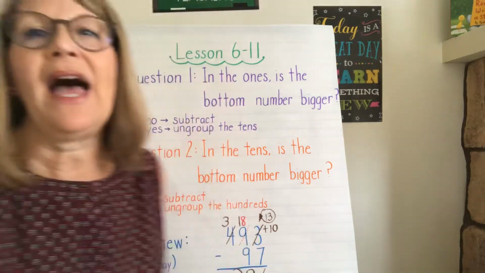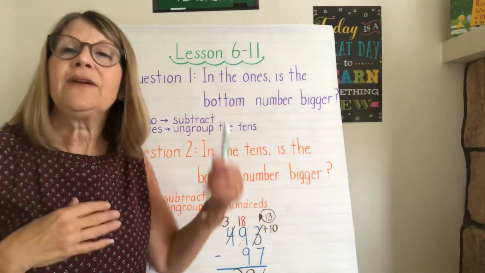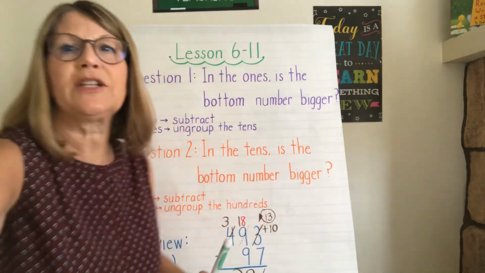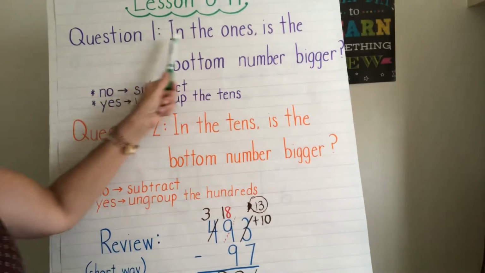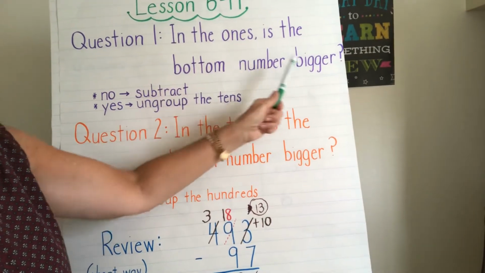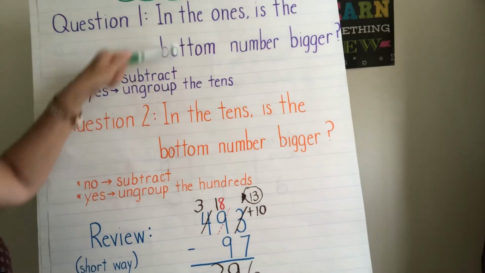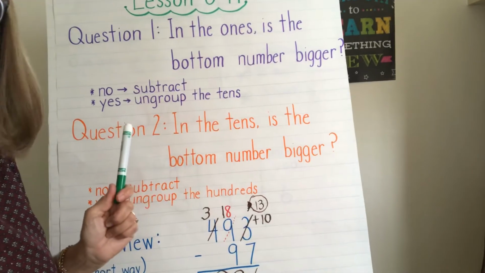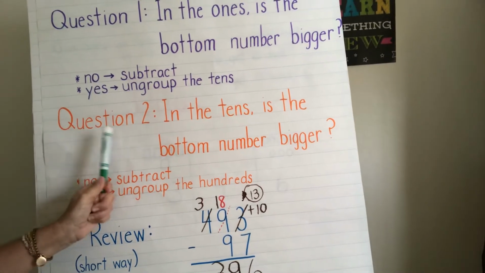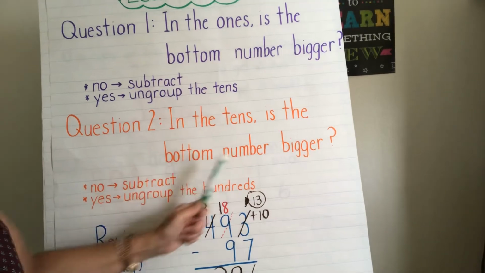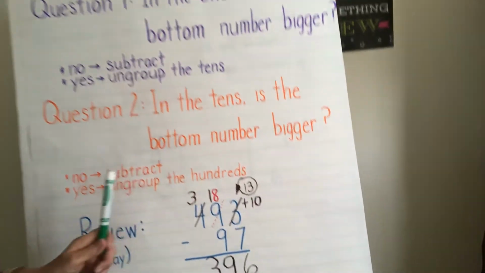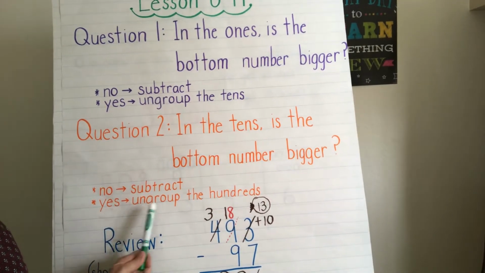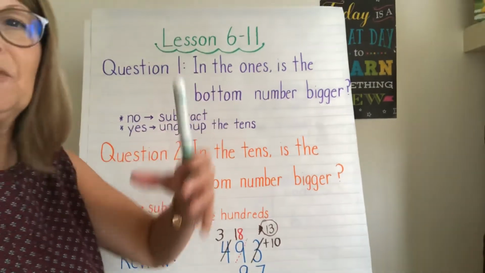So before we begin that, I wanted you to remember that every time we have subtraction with 2 or 3 digits, we must ask these questions first. Remember, we have to ask in the ones, is the bottom number bigger? And if it's not, we can go ahead and subtract. If it is, then remember, we have to ungroup the tens first. Question 2 then is in the tens, is the bottom number bigger? Once again, if the answer is no, it's not bigger, we can go ahead and subtract. And then if it's yes, we go ahead and ungroup the hundreds and move them over.